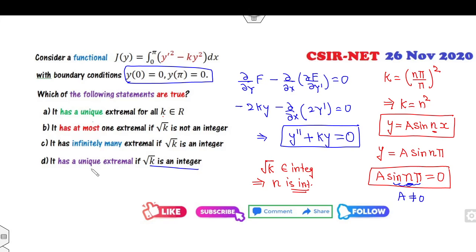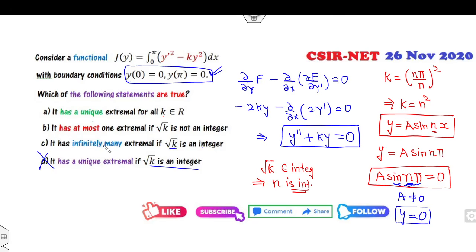Will you get a unique solution? How can you say whether it is unique or not? If root k is an integer, that means y is equal to 0. This is my solution. If this is a solution, that is not a solution. That's a trivial solution, so that's not a unique solution. If root of k is an integer, then you have infinitely many solutions.